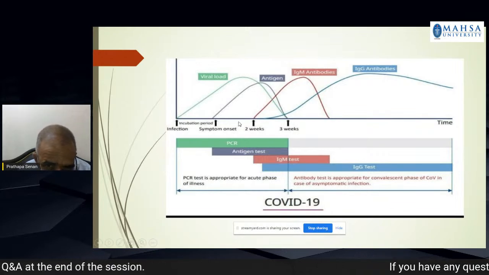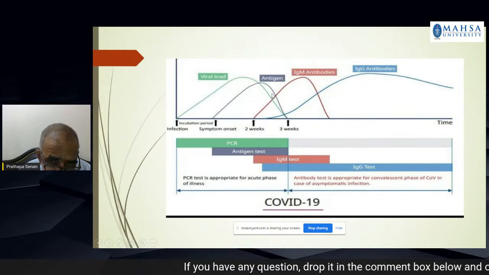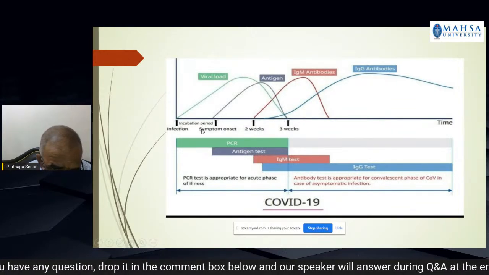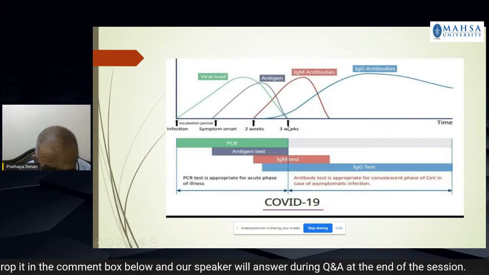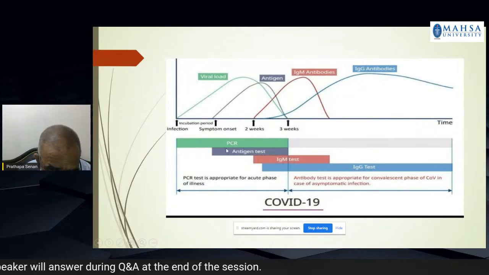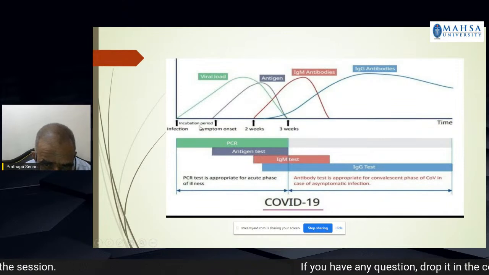which shows that you can inactivate the viral and the antigen load faster. Okay, what are the tests available? PCR is a test that identifies the virus or antigen in your body. So it is valid from time 0 or a few days after 0 to about 3 weeks. So the moment there is no virus, you can't get a positive test, antigen as well as PCR.